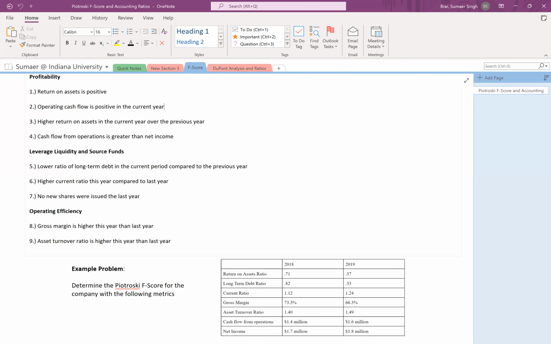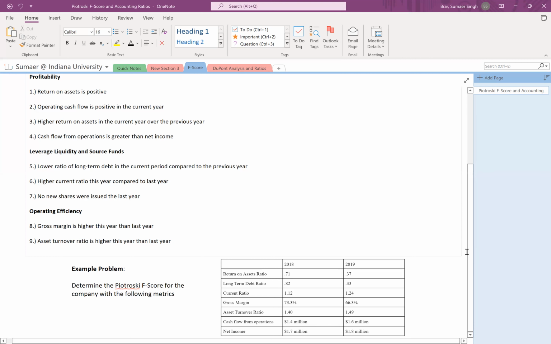The eighth criteria is that gross margin is higher this year than it was last year. This criteria is pretty self-explanatory. It intends to weed out companies that may be coming under pricing pressure from competitors. The ninth criteria is that asset turnover ratio is higher this year than last year. This criteria is to weed out companies that have declining asset efficiency.